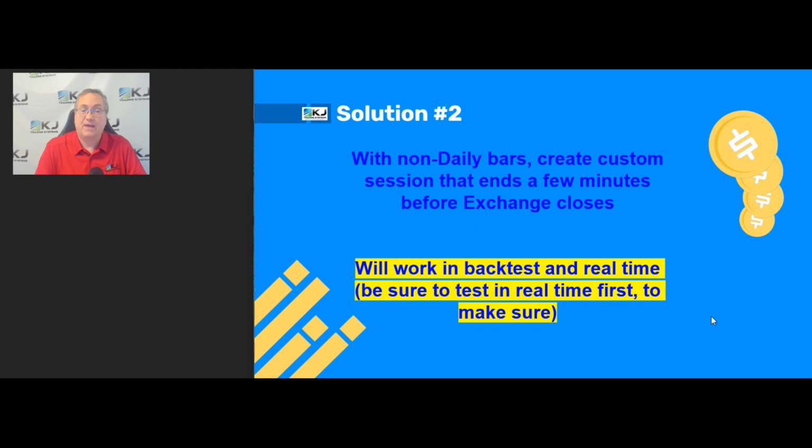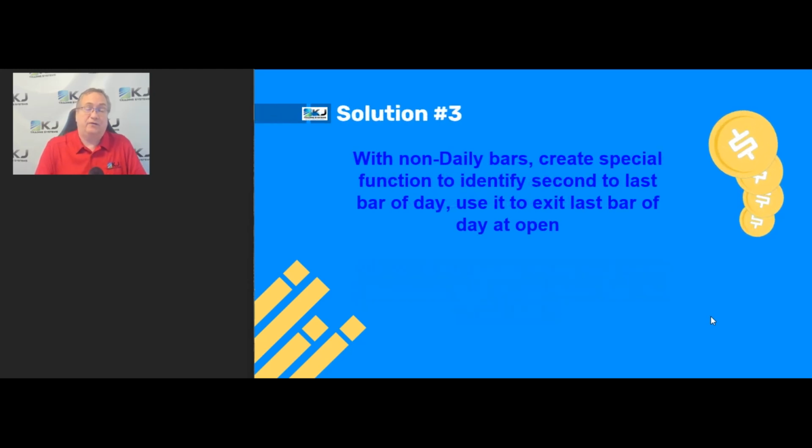So that's good. Solution number three is what I use a lot of times, and you can do it with non-daily bars. I create a function that will identify the second to last bar of the day or the time of it. And then it says, hey, if you're on the second to last bar of the day and it just closed, buy or sell next bar at open, which would be the open of the final bar of the day. And that works pretty good.